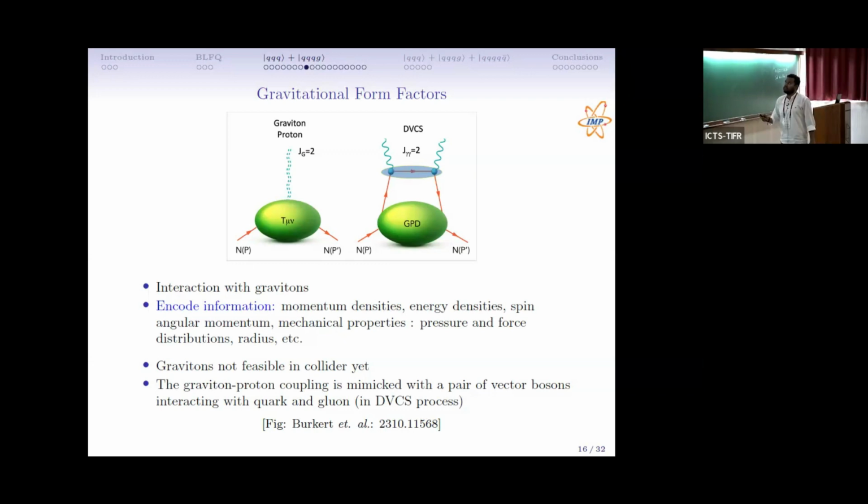So effectively, the total spin, because of the 2 photons, is also spin 2. So this process can be mimicked through the DVCS process. That's why people can extract the gravitational form factor through this process, and JLab has extracted the D form factor, the D term basically.